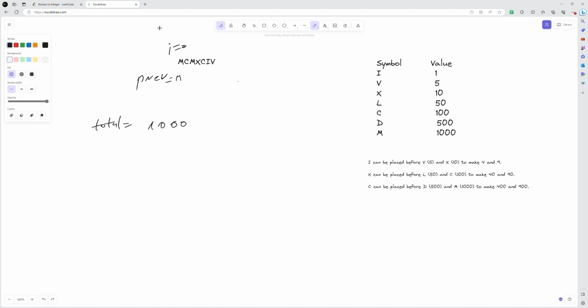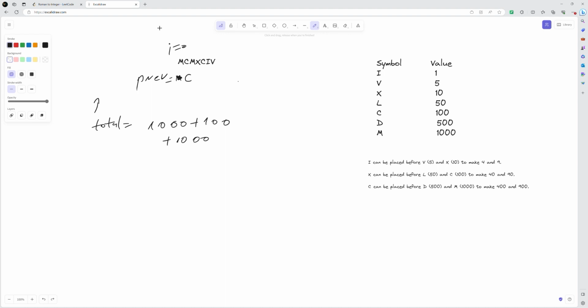This is our total result, which is just the integer representation of the Roman numeral string. And as we said, we will just add the value of C, which is 100. And after we've done that, we will overwrite prev to C. We will move to the next letter in the input string. We have M, which, as we know, maps to 1000. So we will just add 1000.